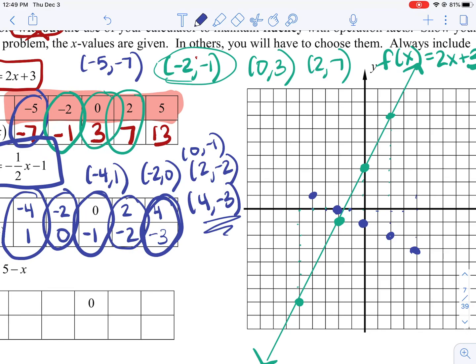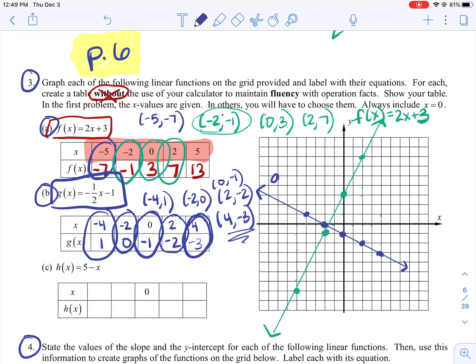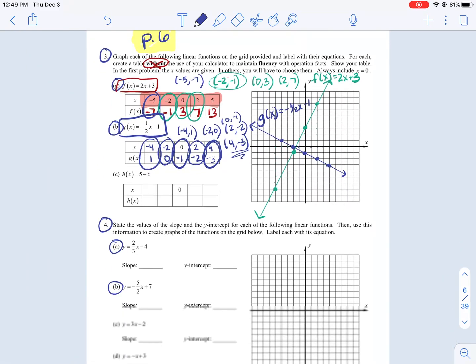Okay, so then we can connect. Draw our line, and that's it. And then, oh, what'd I forget? So g of x equals -1/2 x minus 1. All right, now there's another way to do this.